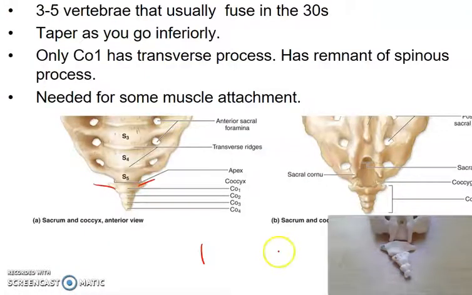And what I didn't like about those models is you actually have a remnant of a spinous process right there. That's where the muscles are attaching, but that model didn't have it. Oh well. And it is needed for some muscle attachment.